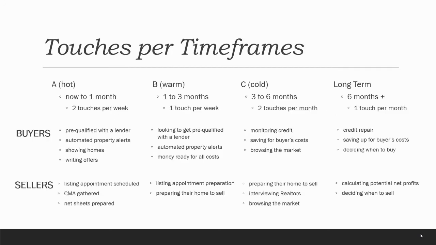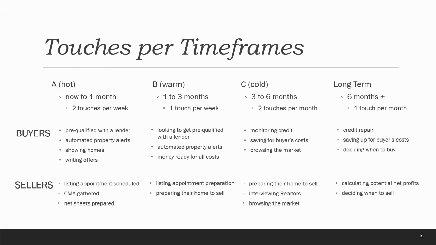So touches per time frames. This is what I mean by that. So we've categorized now buyers and sellers A, B, C, and we also have long term. So A are hot. They are now to 1 month out. B or warm is 1 month to 3 months out. C or cold are 3 to 6 months out. And long term are anyone that are looking to buy or sell 6 months and beyond.